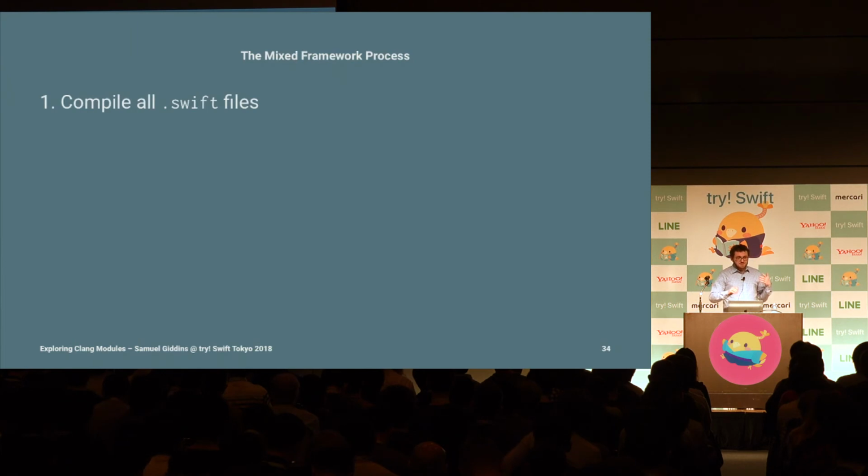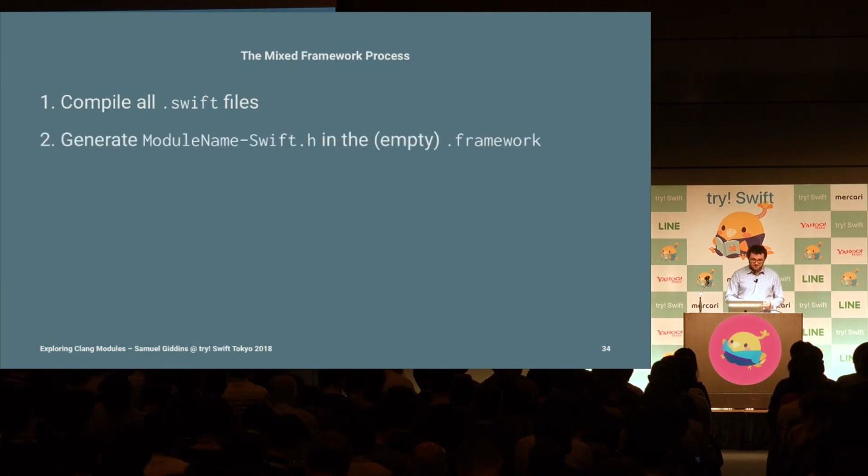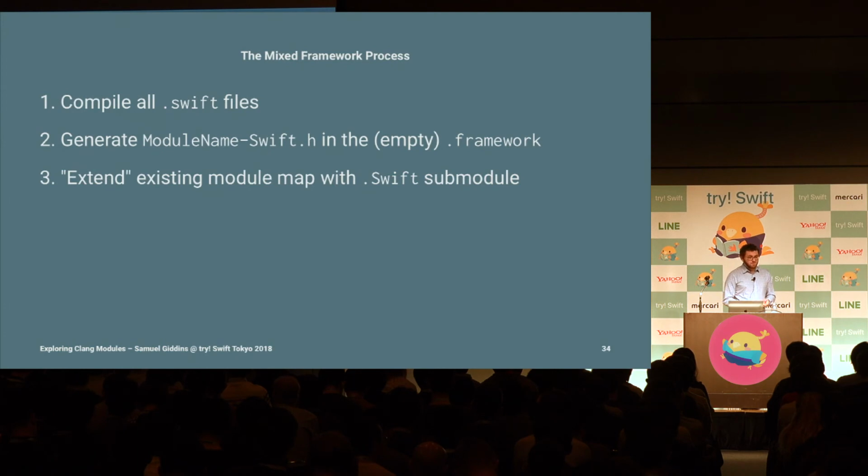So this is the process for mixed Objective-C and Swift frameworks. The compiler compiles all the .swift files. It generates that module name -Swift.h file in the now empty .framework bundle. It will extend the existing module map with a .swift submodule, and then it will compile the .m files.